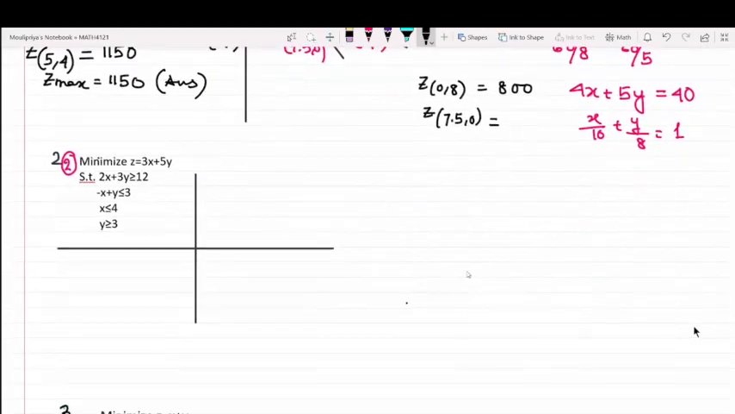Now let us talk about problem number 2, and problem number 2 is about minimizing the objective function. Here I should mention x and y are both non-negative. First, can you tell me the corresponding feasible region in this case?